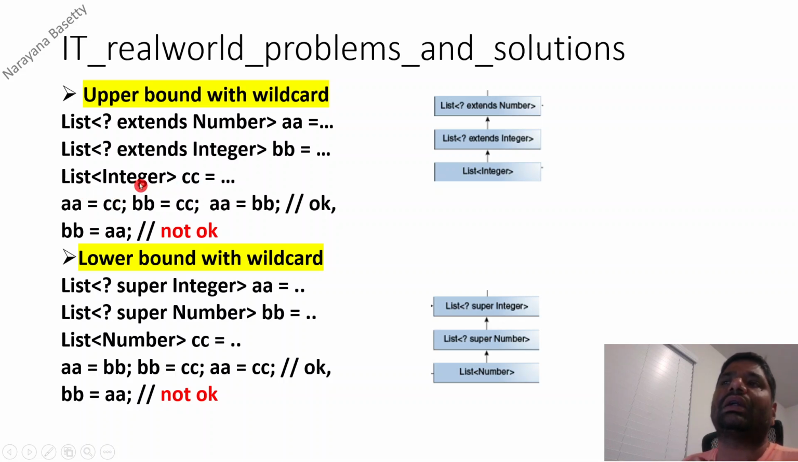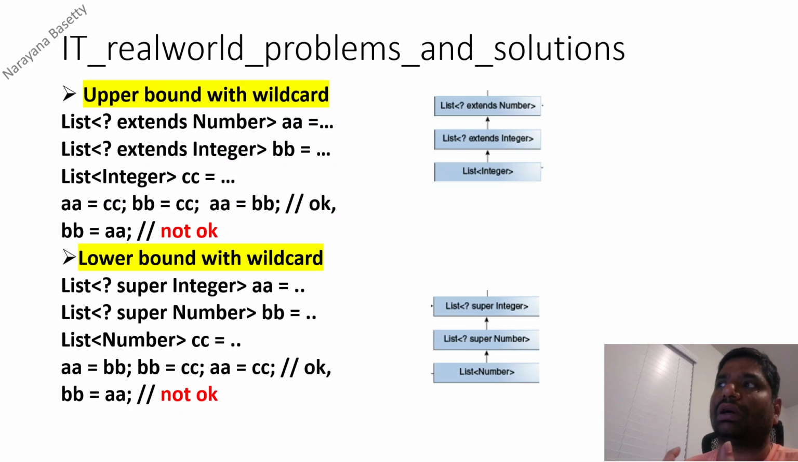Whenever I create a list of integer numbers, I can assign it to AA. BB also I can assign. AA equal to BB, because this is a super type. This is how, in terms of a generic upper bound, you assign the objects. It is not similar to standard inheritance. Now see it: List<Integer>, basically you can assign it to its parent way of defining. That is the key fundamental which we need to understand.